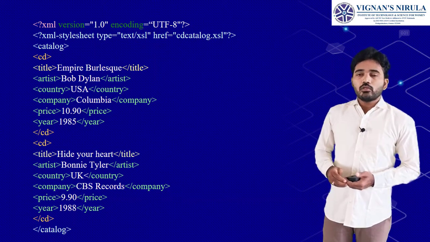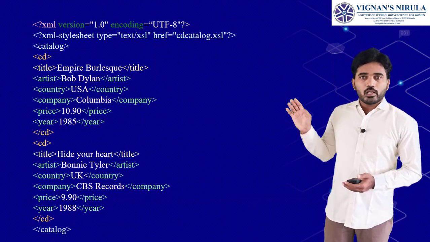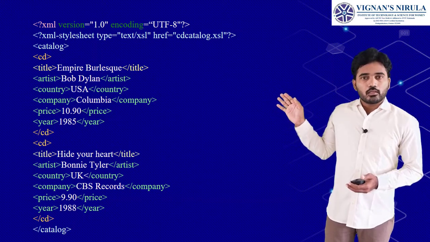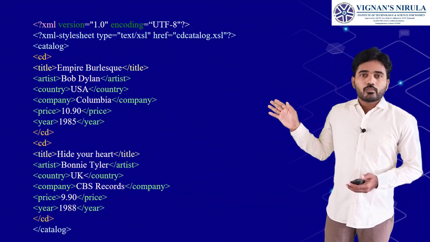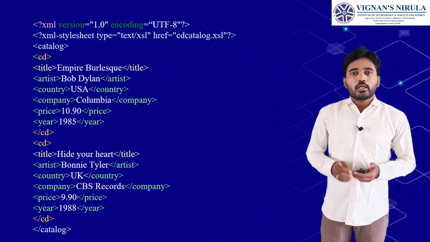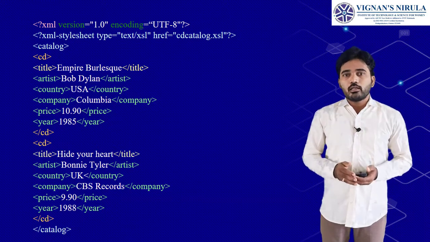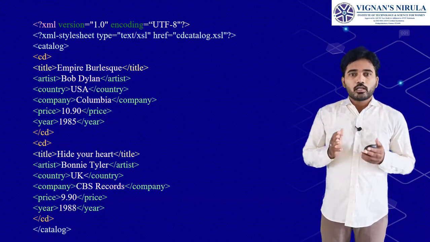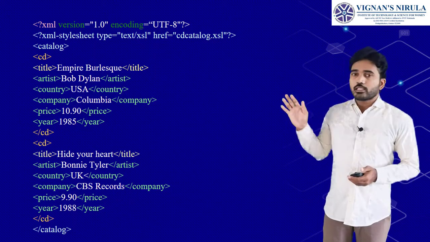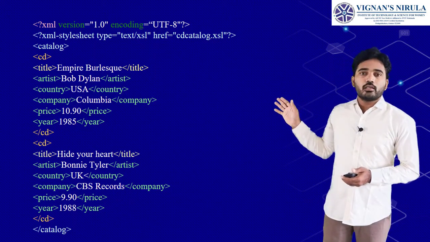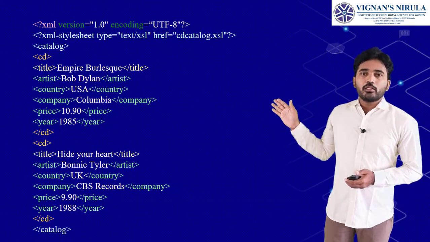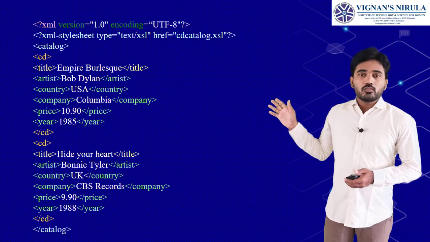The root element used in this XML document is catalog, and inside catalog I have used the cd element twice. Each cd again consists of certain child elements like title, artist, country, company, price and year. So in this XML document we have a root element, catalog, consisting of a child element, cd, which is used twice.